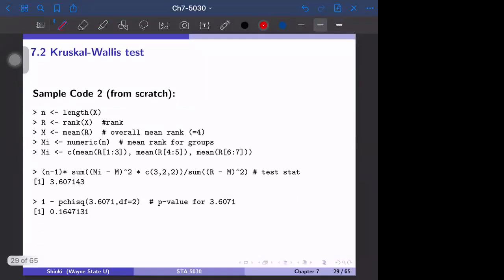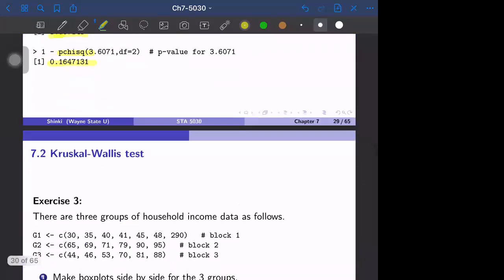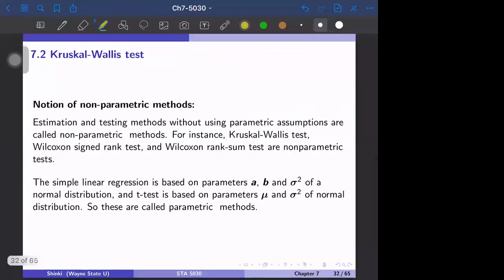Or you can calculate everything from scratch. We have 7 observations and the data, so we calculate the rank of the data, the overall mean, and also the group means. Then you can plug the numbers into the formula for the Kruskal-Wallis test. You get the same number, and you can also calculate the p-value by using the probability of chi-square function. Some examples will probably be asked in the homework.